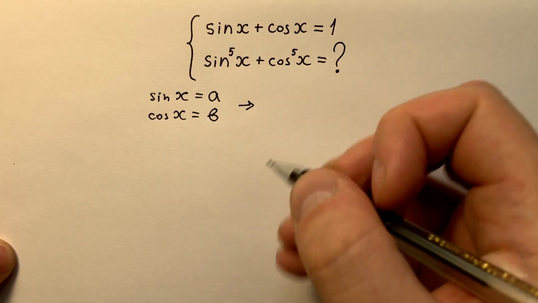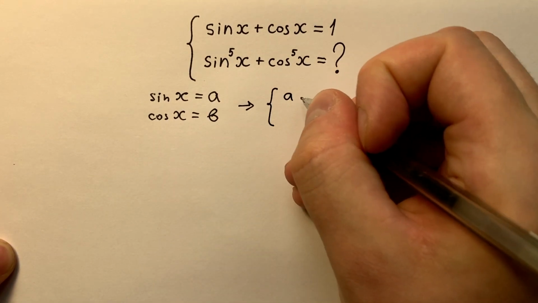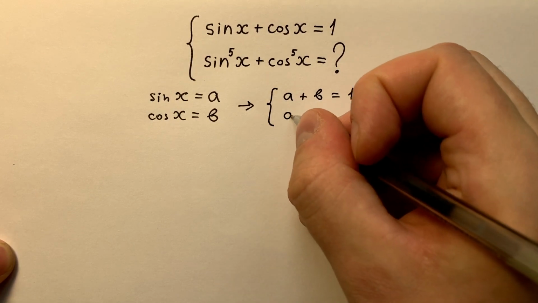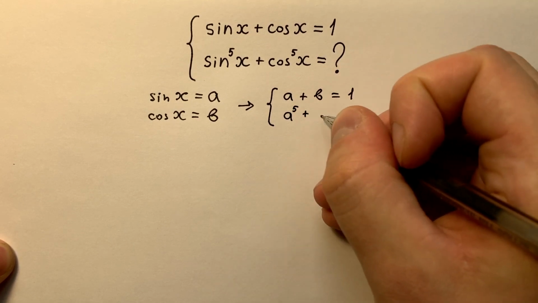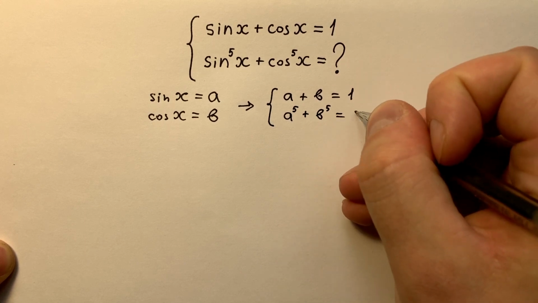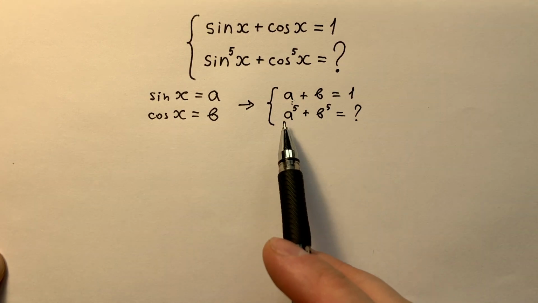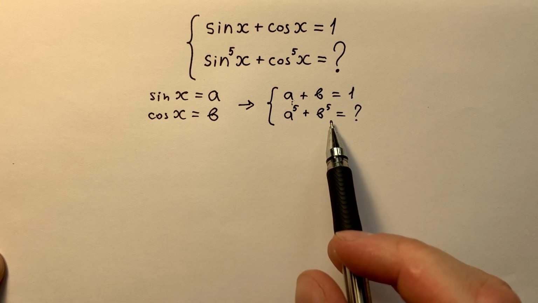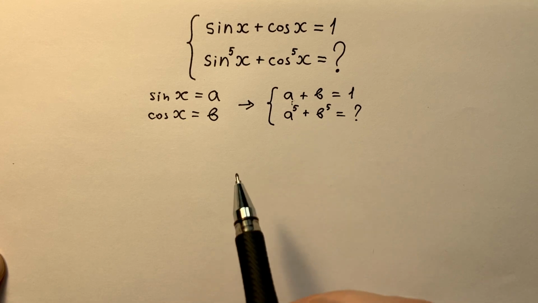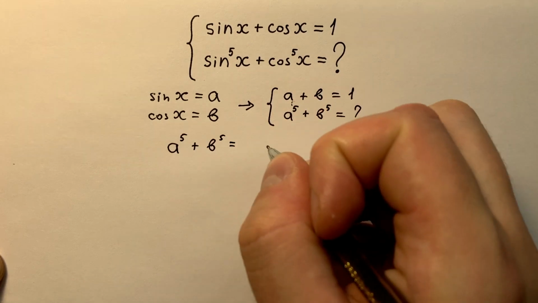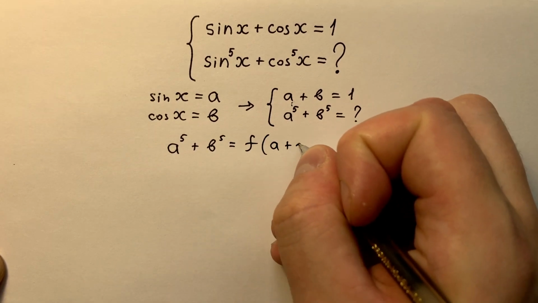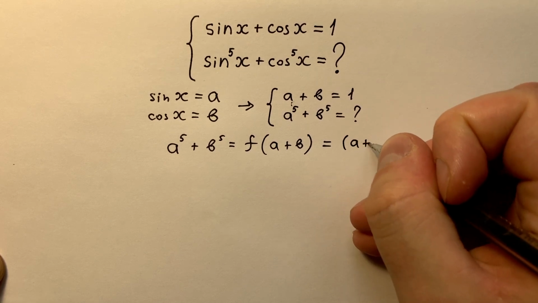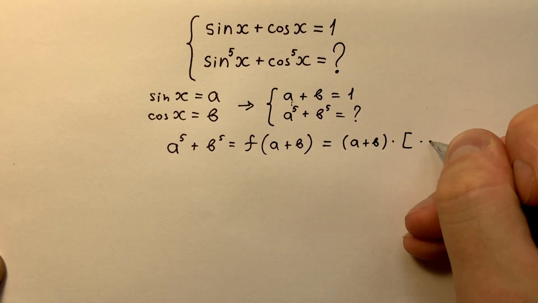In this way, we can write our problem like a plus b equals 1. And what is the value of a to the power of 5 plus b to the power of 5? So look closely at these two formulas. In my opinion, a to the power of 5 plus b to the power of 5 looks very hard. So let's write the second formula as a function of a plus b, or let's write it like a product of a plus b and something else.